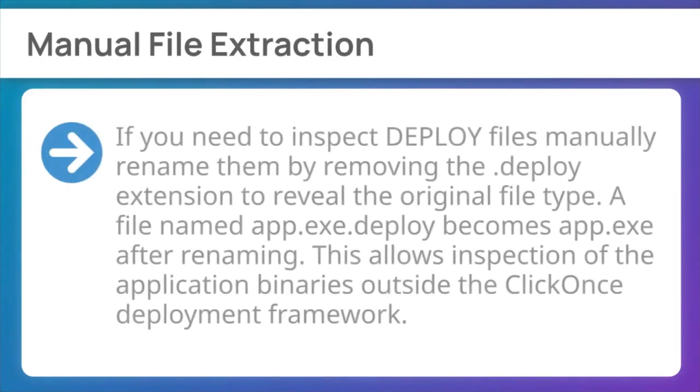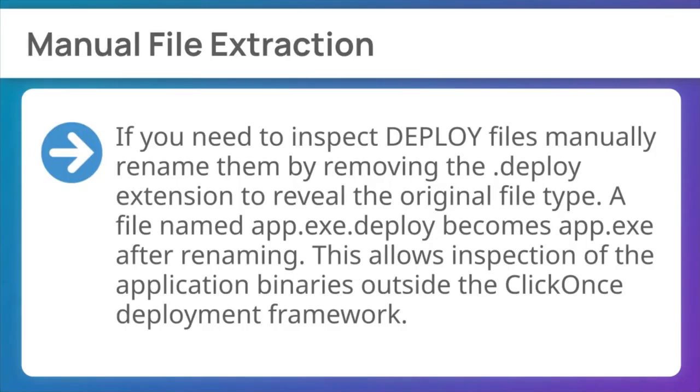Finally, manual file extraction. If you need to inspect deploy files, manually rename them by removing the .deploy extension to reveal the original file type. A file named app.exe.deploy becomes app.exe after renaming. This allows inspection of the application binaries outside the ClickOnce deployment framework.